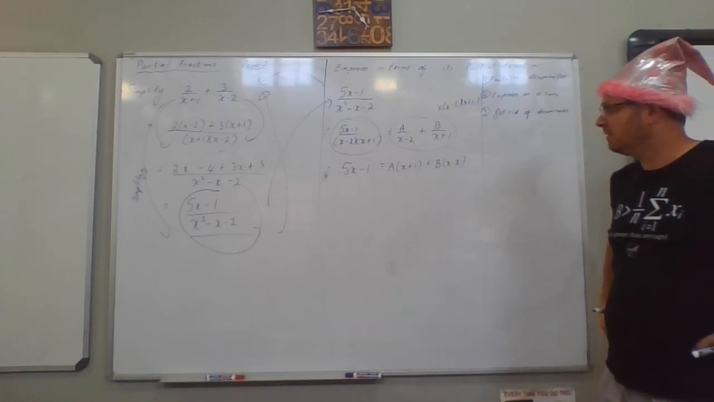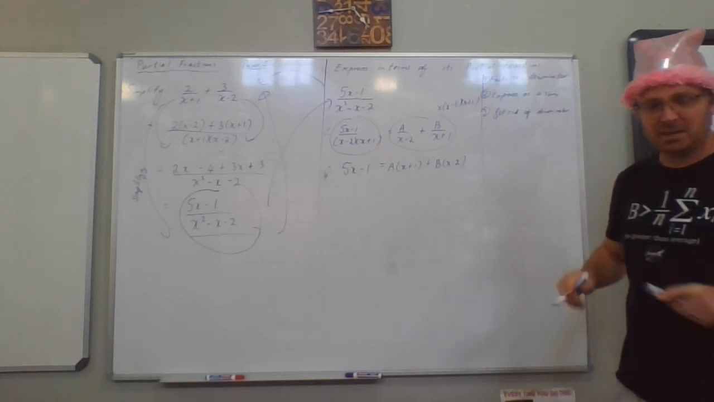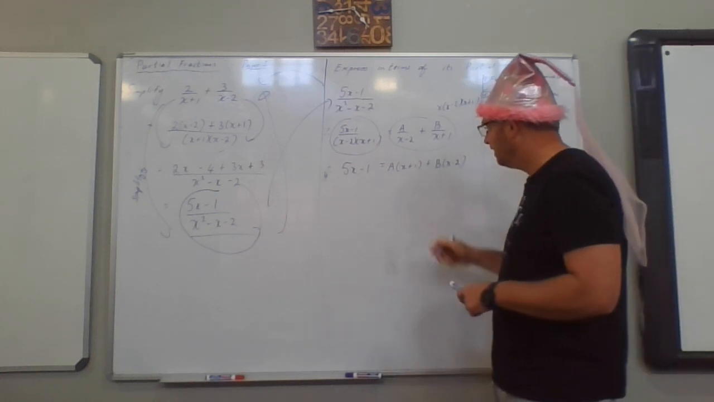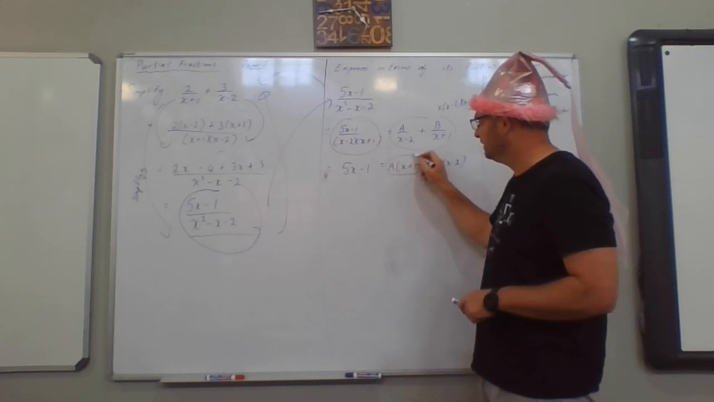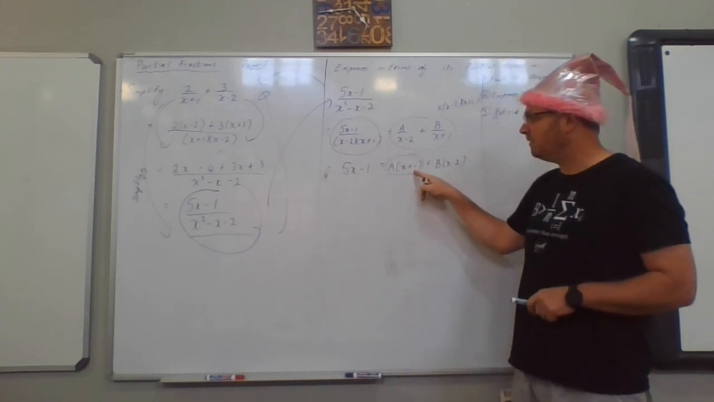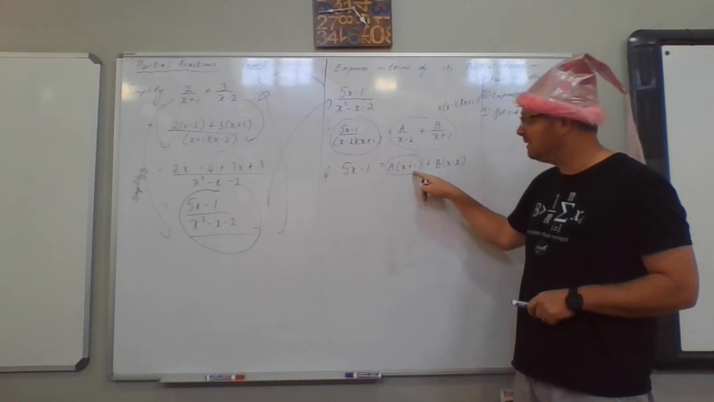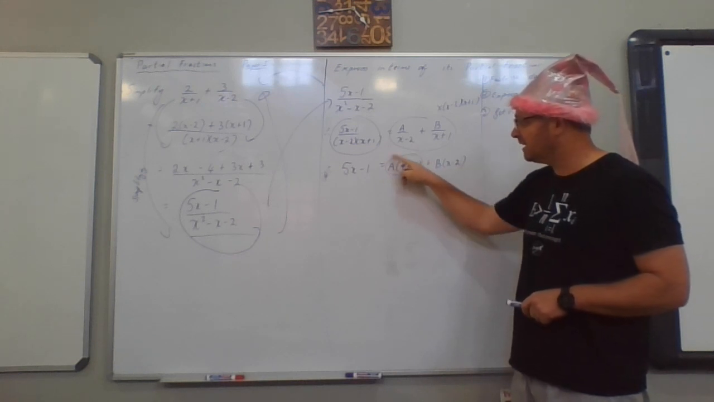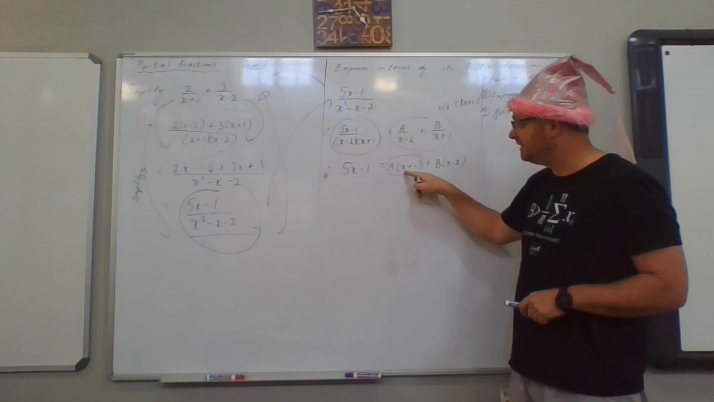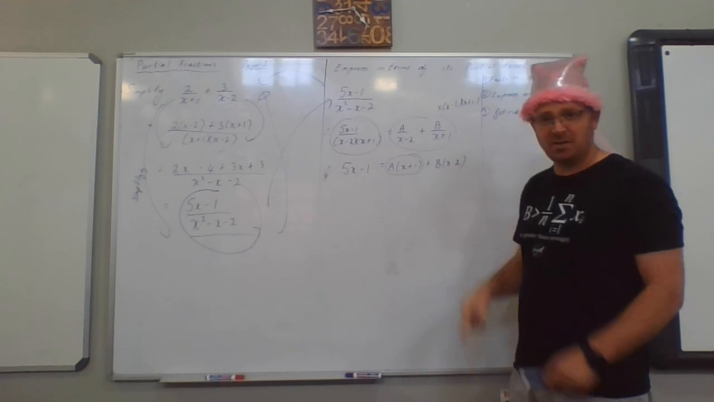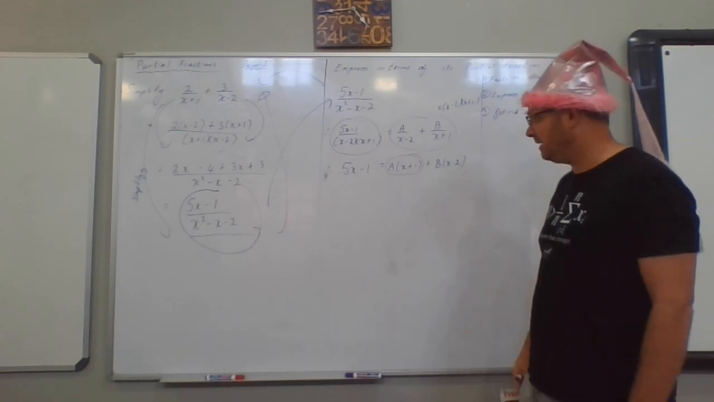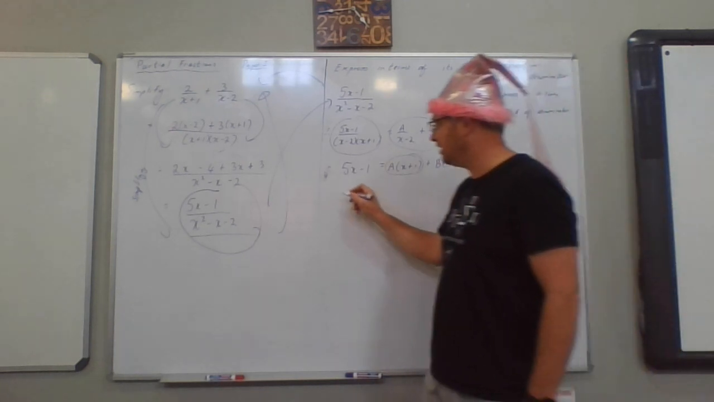Now I'm trying to find A and B. Well, the easiest way to start is to say, okay, what value of x can I sub in here so that I get rid of A? In other words, I get rid of this whole term. Well, if x is negative 1, A will disappear, we'll replace every x with -1, and the only variable I'll be left with is B. So this is always the first thing I try to do.